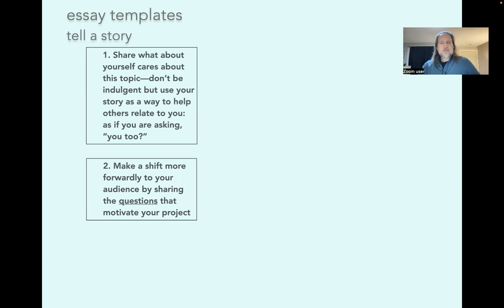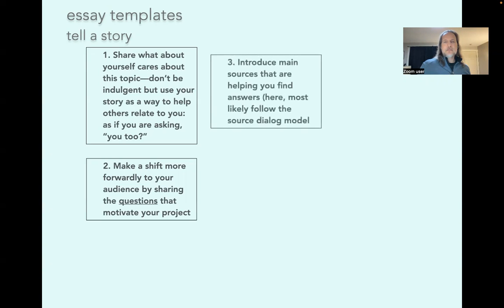Shift forwardly, though, to your audience, the questions that motivate your project. Notice that this is interesting because it's a little amalgamation of the cascade questions. Do we have to actually ask the questions, or can you just say, I wonder about? Yeah, it's up to you, right? But the idea is at least that second move entertains thoughts of how and why you need to work through something.